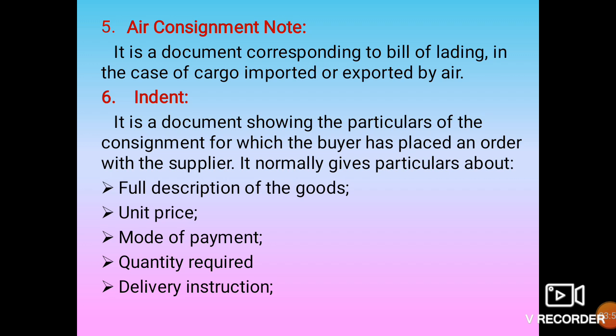Indent is also a document. This document contains particulars of the order consignment which was given by the buyer to his supplier. It normally includes a full description of the goods. It is a detailed description of the goods you are shipping. It states what your goods are, what they are made of, and what they are used for. Unit price: the unit price is the price for one item or measurement, such as a pound or a kilogram, which can be used to compare the same type of goods sold in varying weights and amounts.